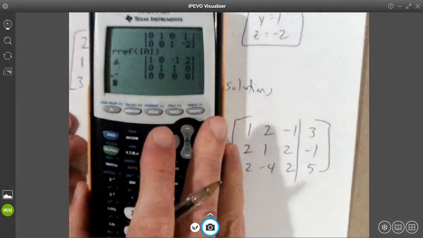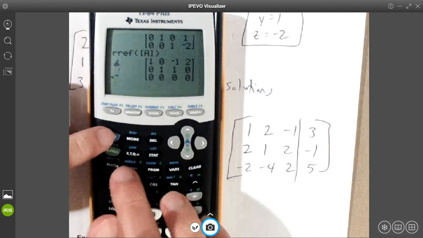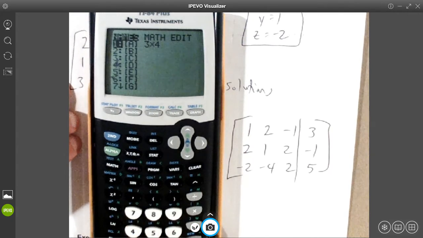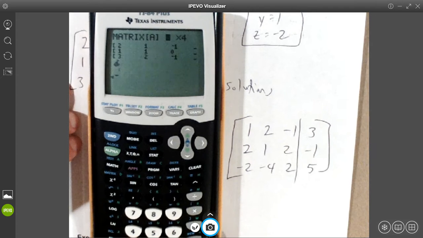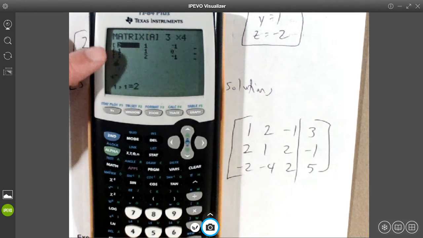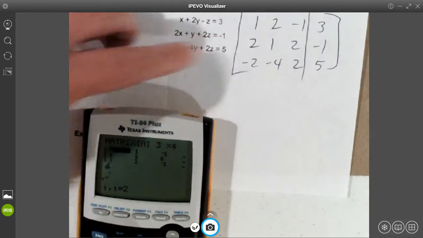All right, so let me try to do this correctly this time. So second matrix, and no, I want to go over to edit. And yes, it's a 3 by 4. I need to make sure I hit enter so it gets into my matrix. Now I can start entering those numbers.